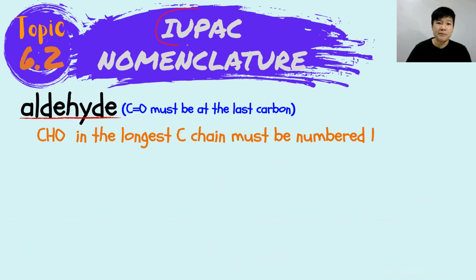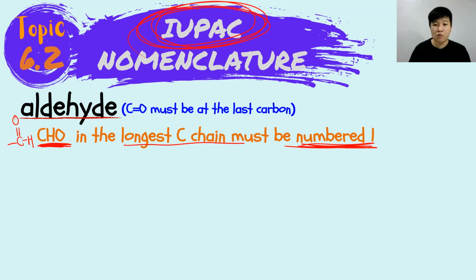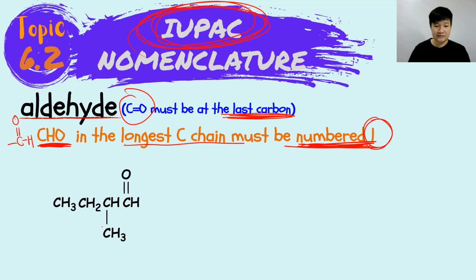So for the IUPAC naming of aldehyde, there is only one rule. The rule is the C double bond O, the CHO over here represents C double bond OH. So the C double bond O in the longest parent chain must be number 1. Since it's aldehyde, the C double bond O will definitely be at the last carbon. So the C double bond O must be number 1. Okay? Let's try some examples.